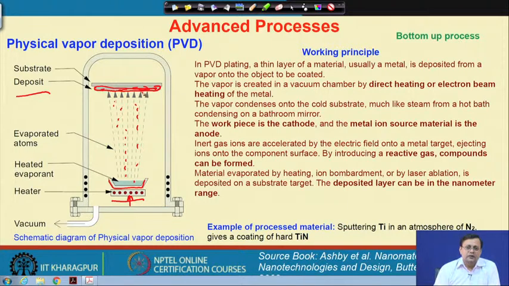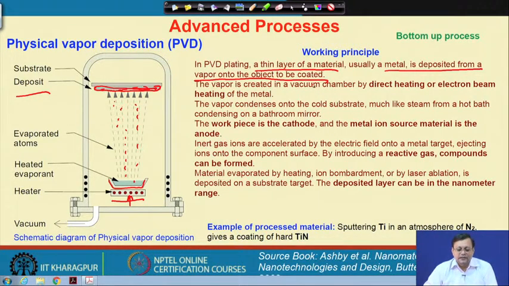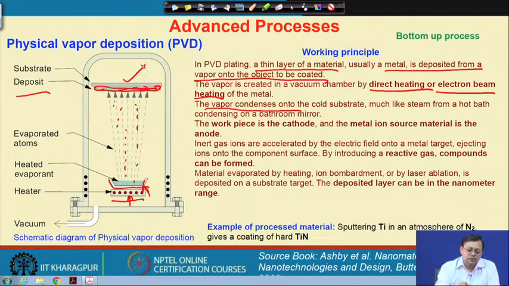So for this, you can see that if we need to develop a functional nanostructured coating, then we can adopt such a process where the atoms or molecules are evaporated from a place and then go to a place where they have to make the coating, and a thin layer of such material can be deposited from a vapor species on the object to be coated. So the vapor is created maybe in a high vacuum chamber where there will be no interaction with some other species or air molecules. A direct heating or, let us say, electron beam heating we can provide to these vaporizing species, and the vapor basically condenses on the cold substrate, which acts as a sink of the heat.